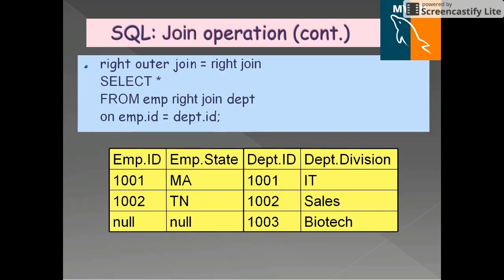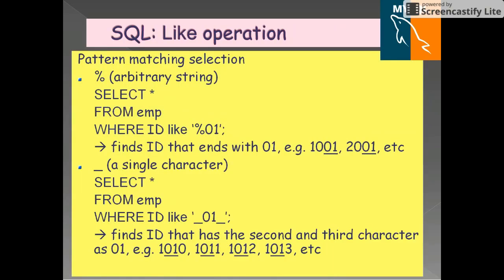So as you can see here, this is the example of right outer join. Similarly, we can perform pattern matching operation or selection with the LIKE operation. You can use this command LIKE. So it is a syntax: SELECT * FROM table name emp WHERE ID LIKE '%01'.